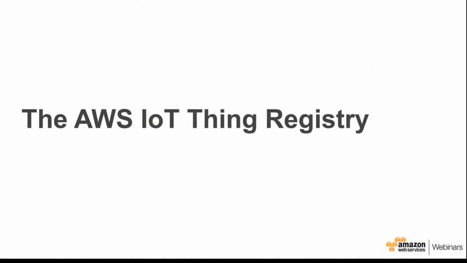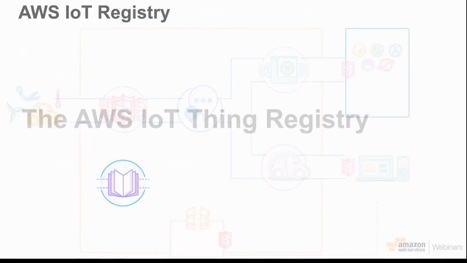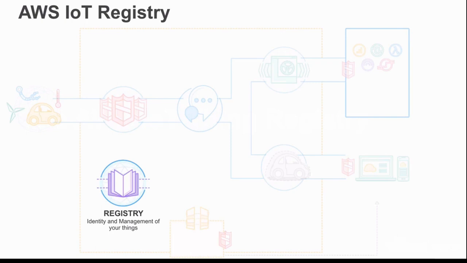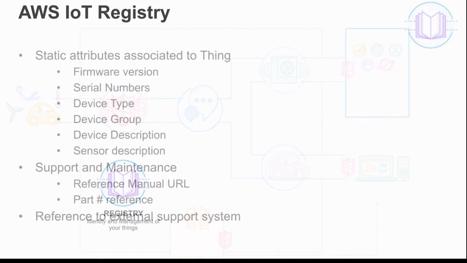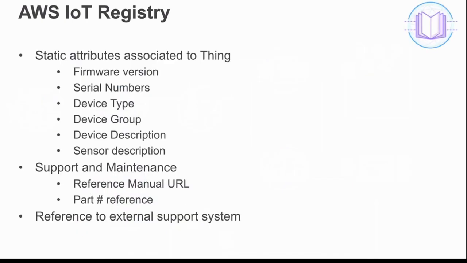The AWS IoT Thing Registry. So we've got a fleet of things. How do we identify and manage them? Well, the AWS IoT Registry allows you to establish static attributes associated to things. This can be things like firmware versions, serial numbers, attributes of other types such as voltages and wattages and installation dates and model numbers. So it's a flexible fixed schema that you can use to attach essentially template data to each one of your things, and you can use that for support and maintenance of your fleet.